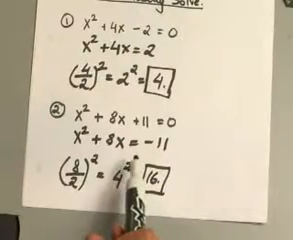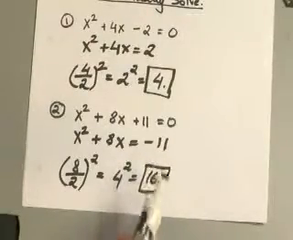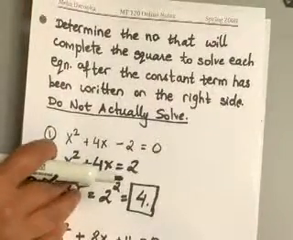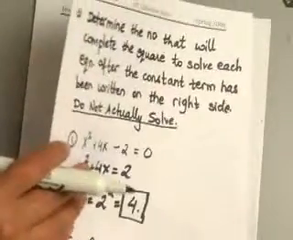And again, that's the same idea. If I add 16 on both sides of my equation, I'll have a perfect square trinomial, and then I can start solving these equations. So this is what we are trying to do here.